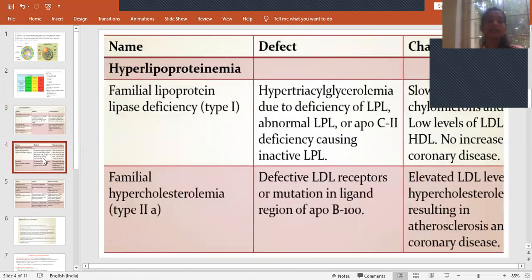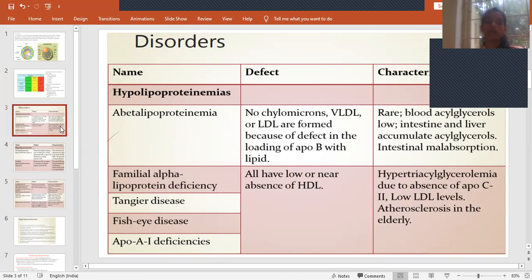And then this is about hypolipoproteinemias, that means due to deficiency of ApoB, ApoC2, and alpha lipoprotein. And then Tangier's disease, Fisheye disease, ApoA1 deficiency. All these are familial disorders.